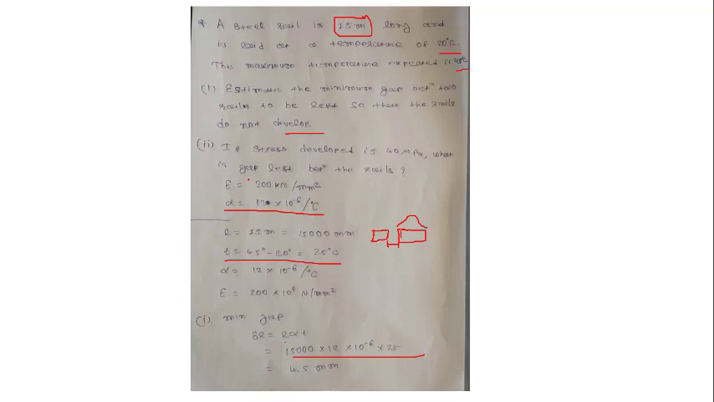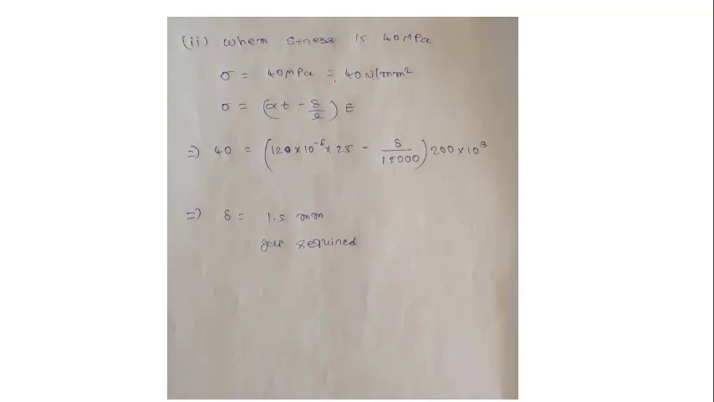Now the second case: if stress developed is 40 megapascal, what is the gap left between the rails? Here they said the stress is already developed, it is 40 megapascal. So what will be the gap? We know the equation of stress is sigma is equal to... and here we have to find the gap and the stress is already developed, so we have to use the stress equation when yielding is applied. So we will use this equation: sigma is equal to (alpha into T minus delta upon L) into E.